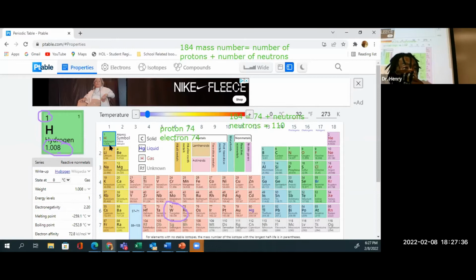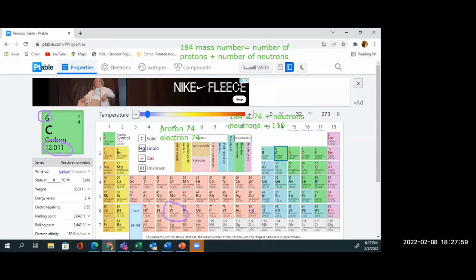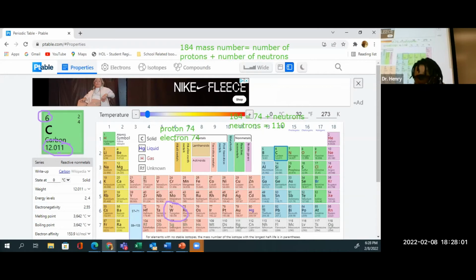Okay, let's look at carbon. Its atomic number is 6. How many protons does it have? 6. How many electrons does it have? 6. Then how many neutrons does it have? 6. How did you figure that out? 12 minus 6 equals 6. That's right. Piece of cake? Okay, so let's see if you guys really got it.